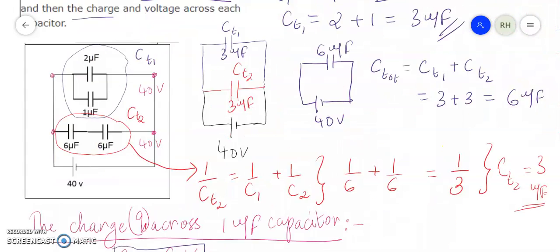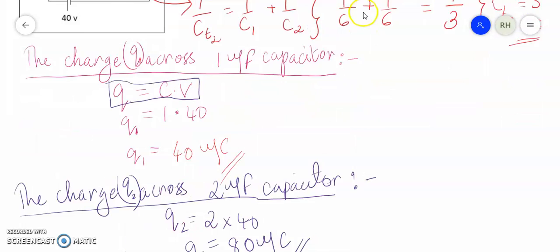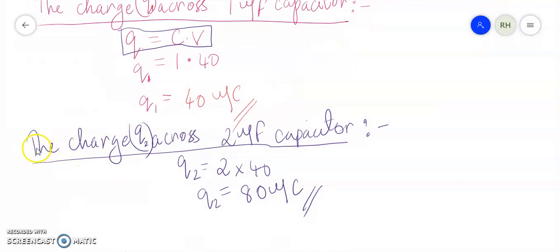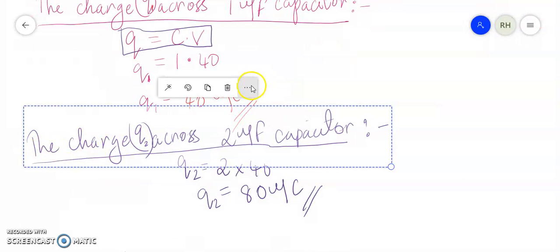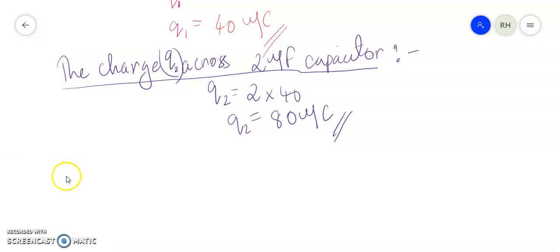Now if you look here, since we have found the charge for this line, now we need to find the charge across this line, the second branch. So the second branch, I have just simplified it into one capacitor, and that's 3 microfarad. So I'm just going to do this one for 3 microfarad.